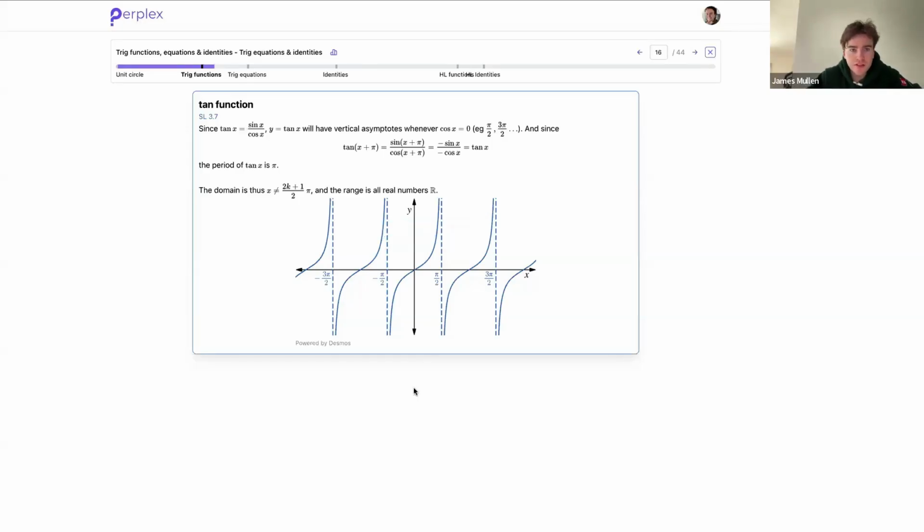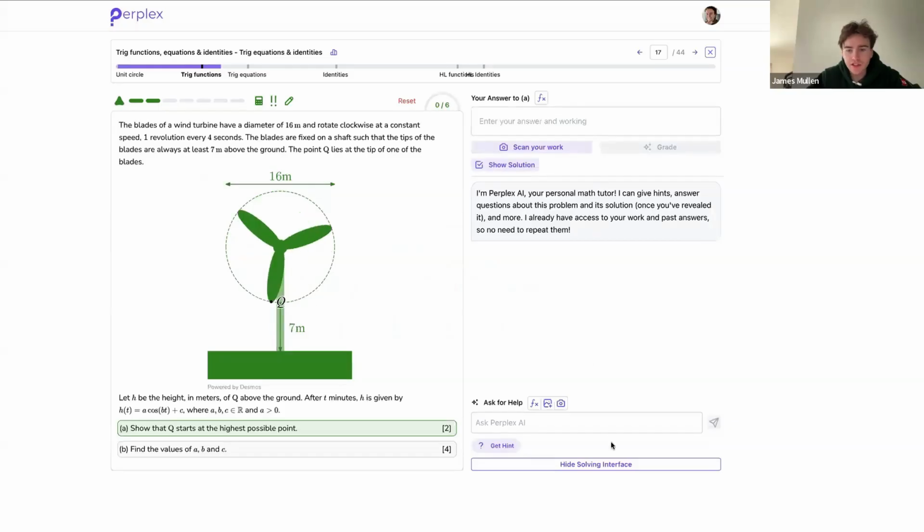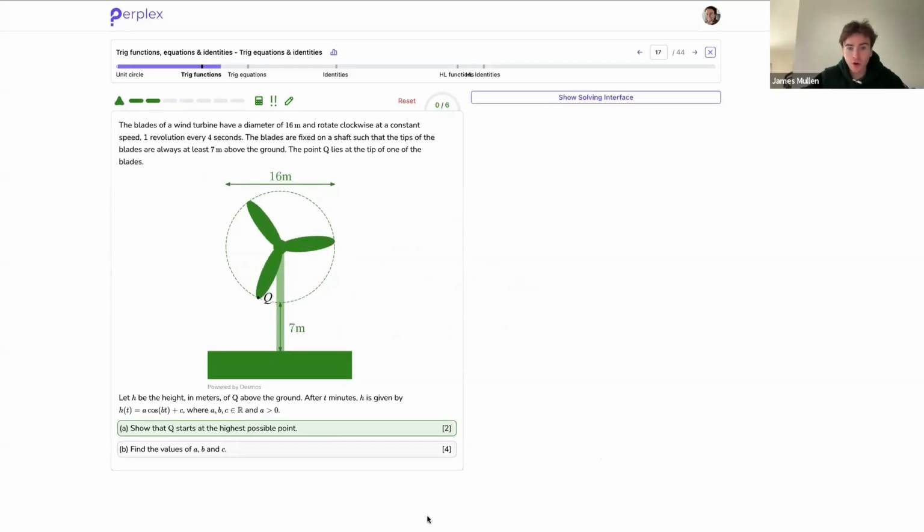That is trig functions. Now let's do a little example. I'm going to give you guys 4 minutes to try this on your own, and then I'm going to go over the solution, okay? All right, let's go over the solution here.